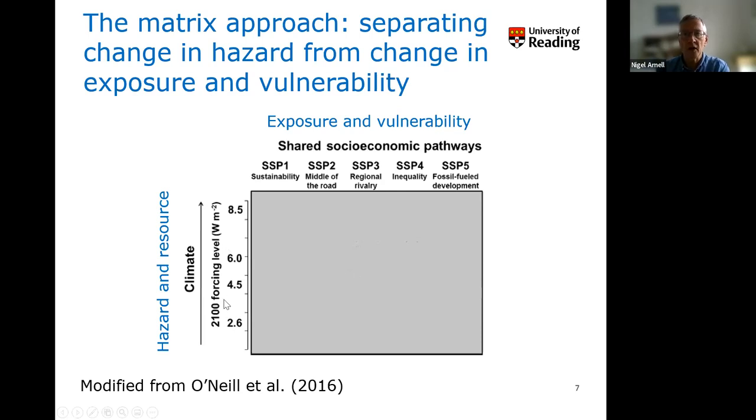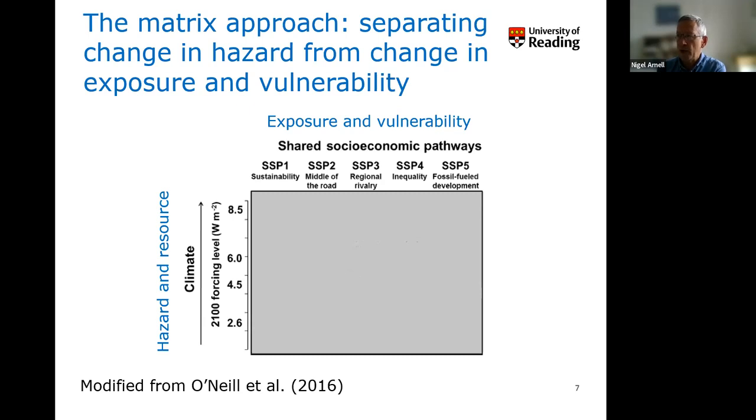In principle, the initial idea was that you could come up with measures of the climate hazard based on the level of forcing and combine those with measures of the socioeconomic system, as characterized by these socioeconomic scenarios, and fill in this matrix of what the consequences of climate change would be. It gives you some clues as to the relative importance of the rate of climate change and of the socioeconomic assumptions in determining the consequences. And this approach has been increasingly used.